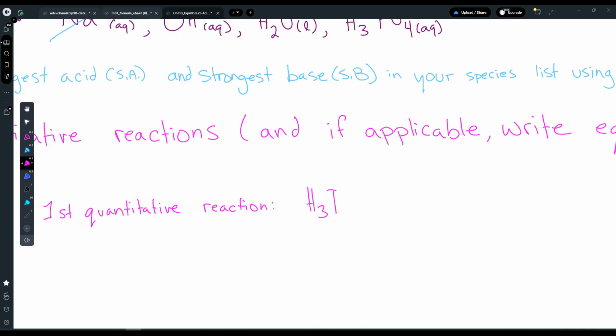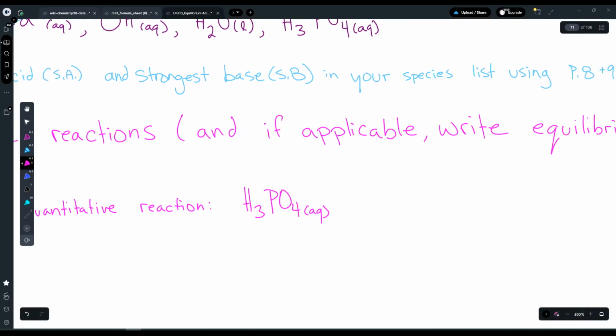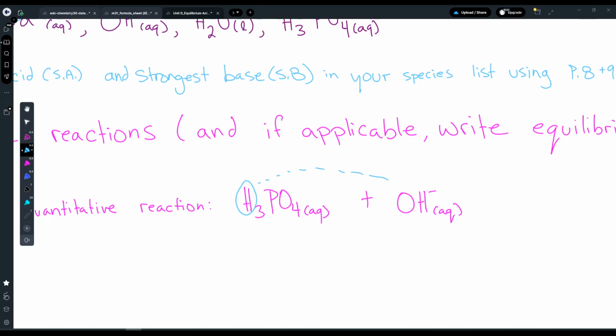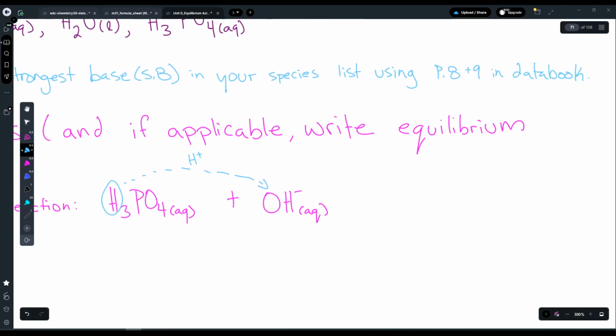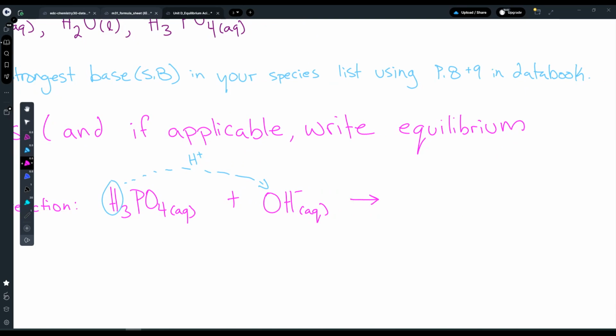So we have phosphoric acid reacts with hydroxide. So our acids, remember A for away. So 1 hydrogen is being transferred away. And since they're quantitative reactions, we're going to use this arrow. We're not going to use the equilibrium arrow.